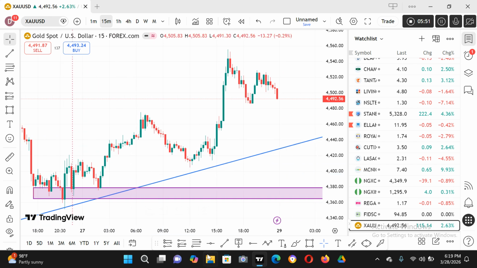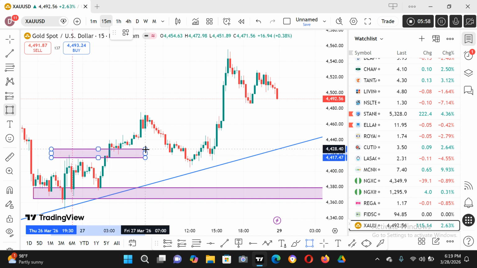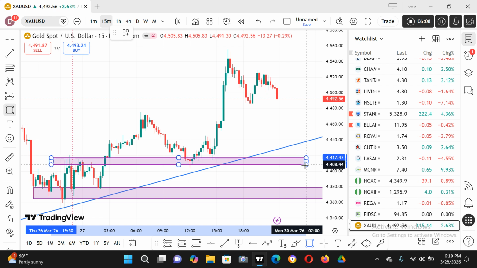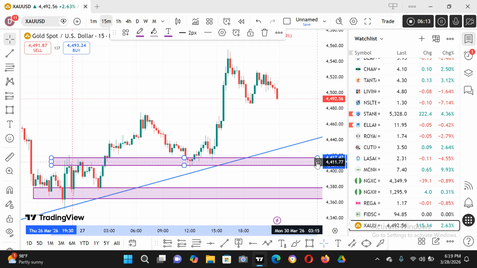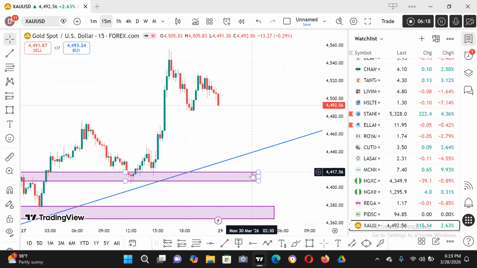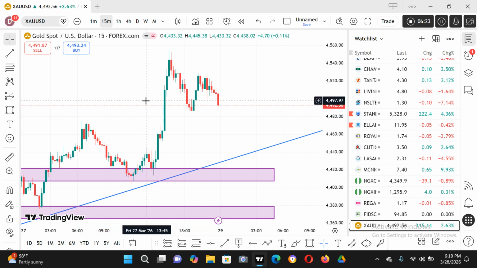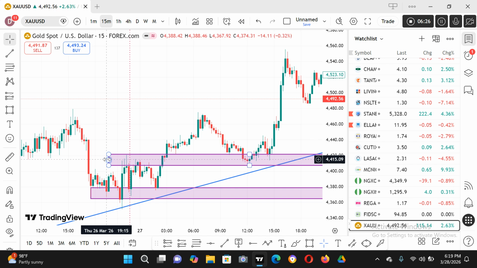And we also have another key level here, a somewhat recent one. You can see another key level here. Gold respects such key levels, and that's why we have to pay close attention to key levels too. As we are paying attention to the trend line, we must also pay attention to key levels. So this is another key level here, a very good key level.